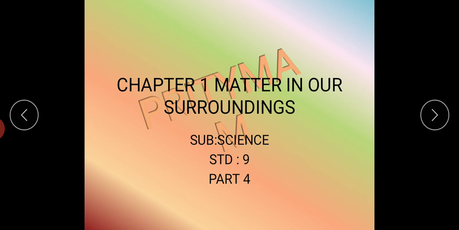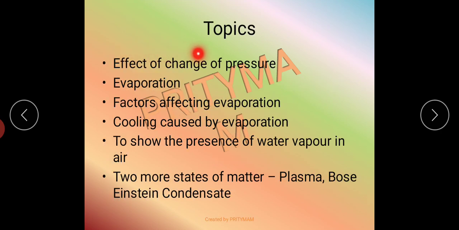Earlier I have completed many parts of the syllabus in parts 1, 2 and 3. And in the fourth lecture I am going to teach you the effects of change of pressure, evaporation, factors affecting evaporation, cooling caused by evaporation, and to show the presence of water vapor in air, and two more states of matter, that is the plasma and Bose-Einstein condensate, because in total there are 5 states of matter, and earlier we have studied the 3 states of matter. The rest of the 2 states of matter we will study soon.